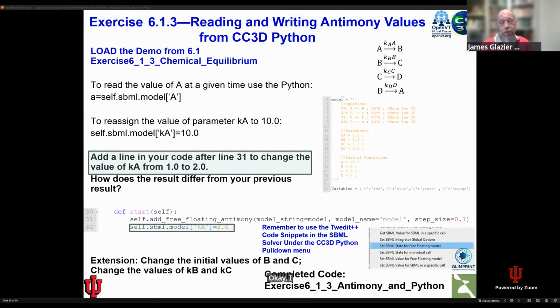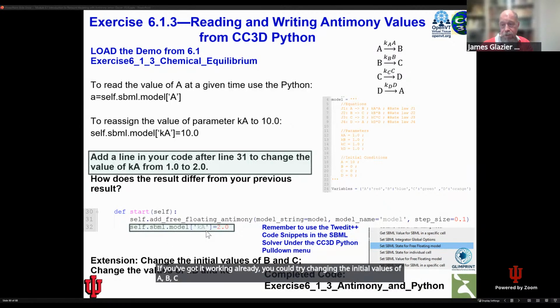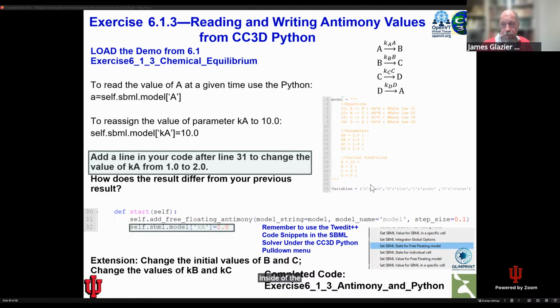Okay, I see people getting this to work. If you've got it working already, you could try changing the initial values of A, B, C, and D inside of the Python or inside of the network model specification.